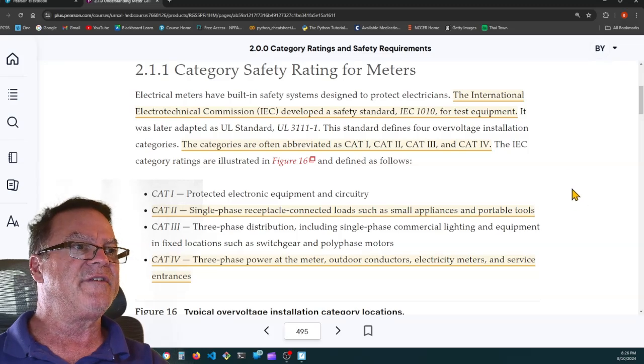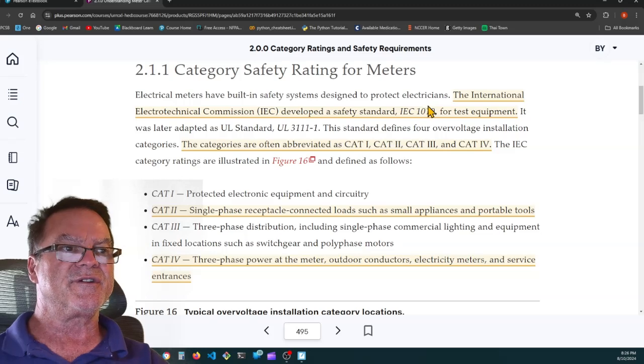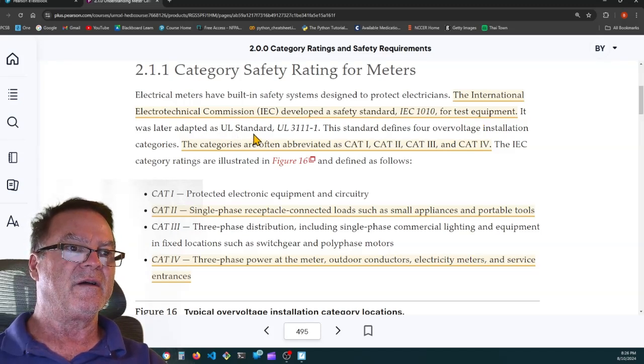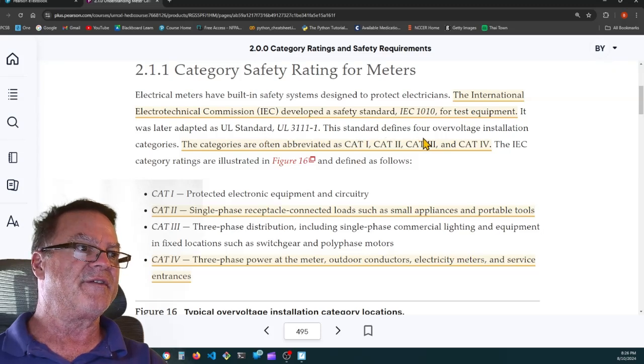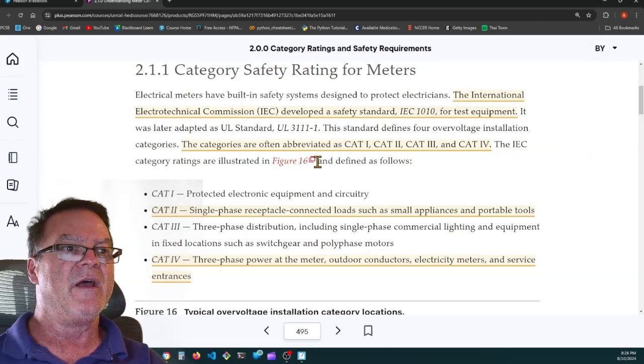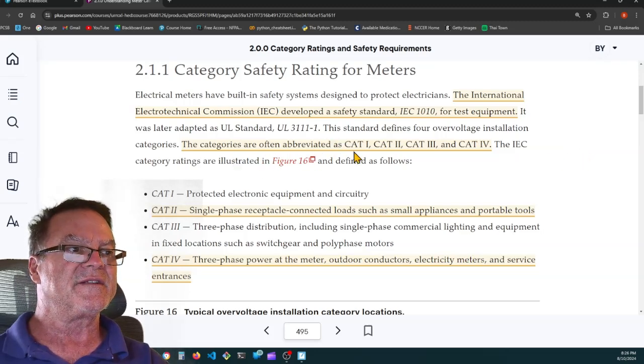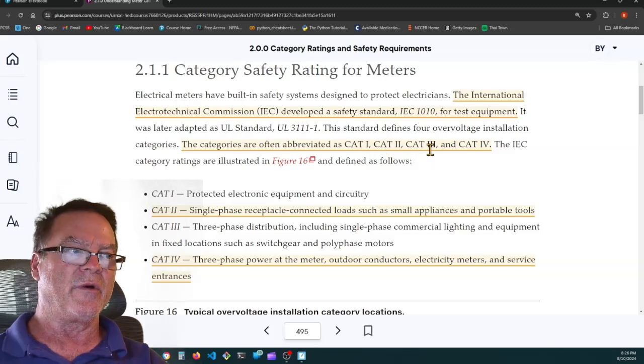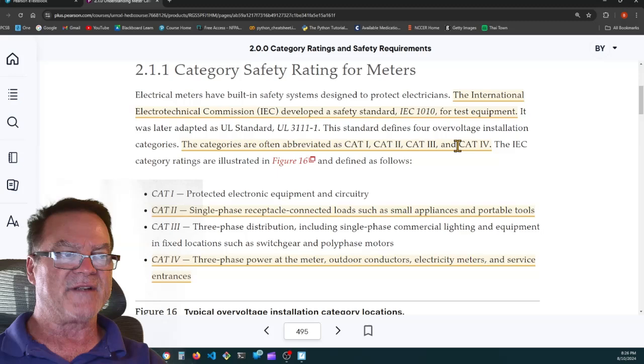2.1.1 Category Safety Ratings for Meters. Electrical meters have built-in safety systems designed to protect electricians. Here's a highlight. The International Electrotechnical Commission developed a safety standard, IEC 1010, for test equipment. It was later adapted as a UL standard. The standard defines 4 overvoltage installation categories. The categories are often abbreviated as Category 1, Category 2, Category 3, and Category 4. That's a highlight. Cat 1, Cat 2, Cat 3, Cat 4.